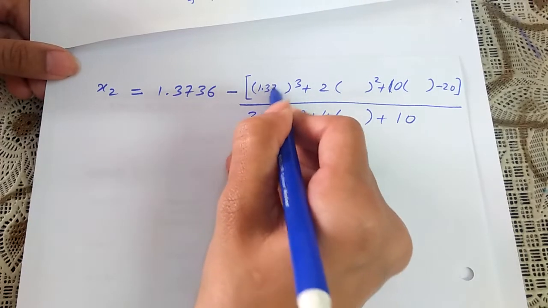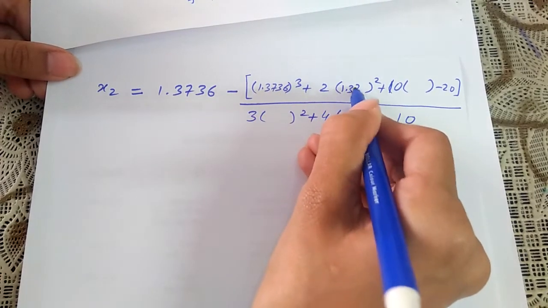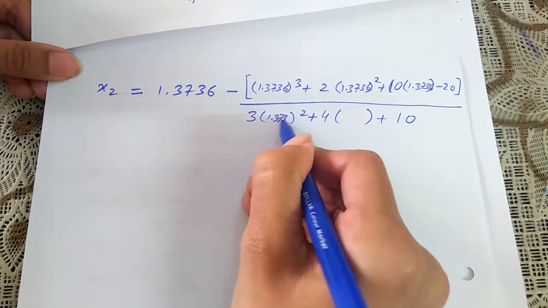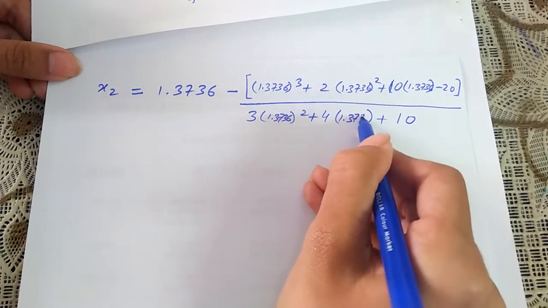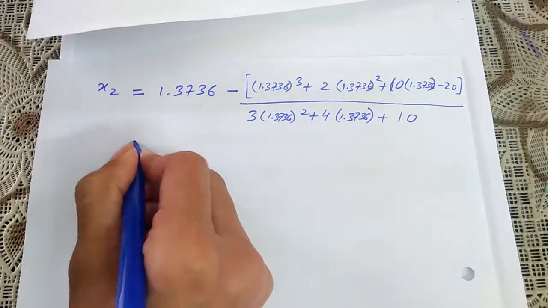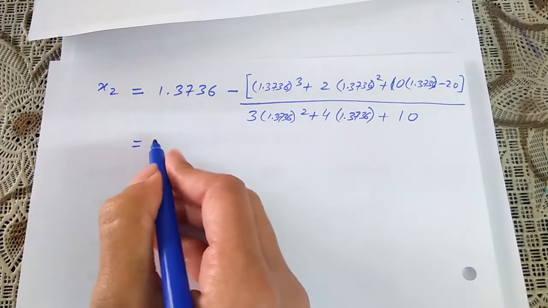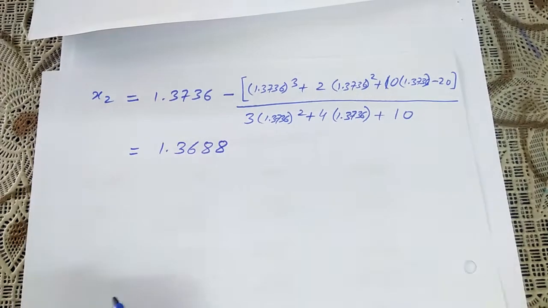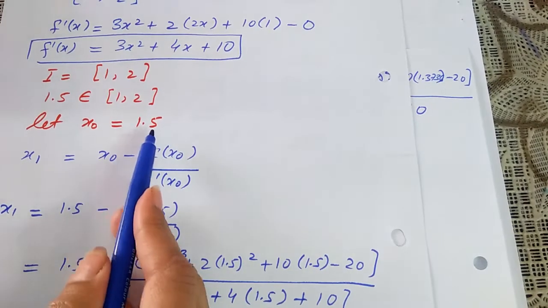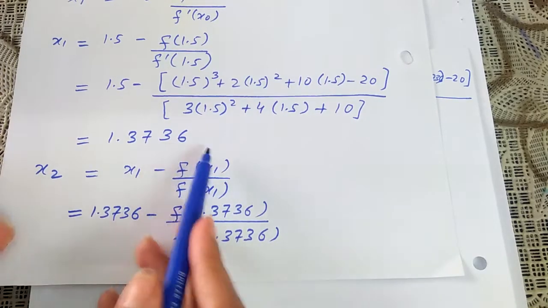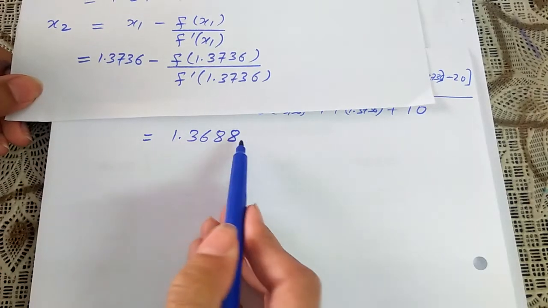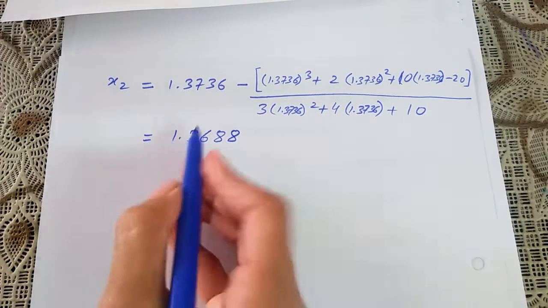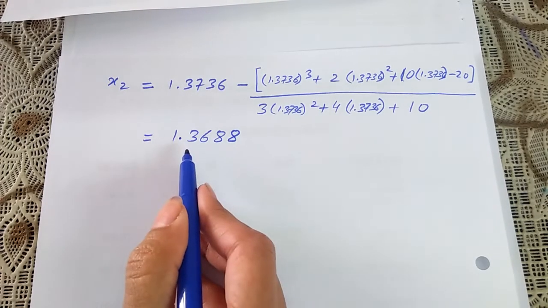Replacing x with 1.3736 everywhere, now simplify it using your calculator. We will get 1.3688. Now the starting value was 1.5, then we got 1.3736, and now we got 1.3688. We have to keep finding more iterations until we attain the exact root, that is, until the root is repeated.